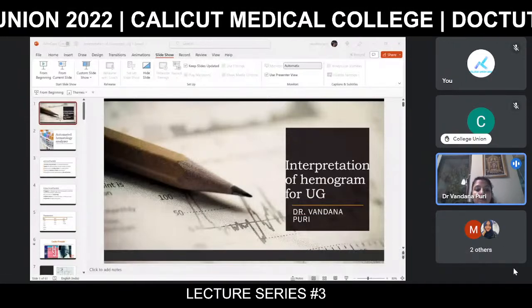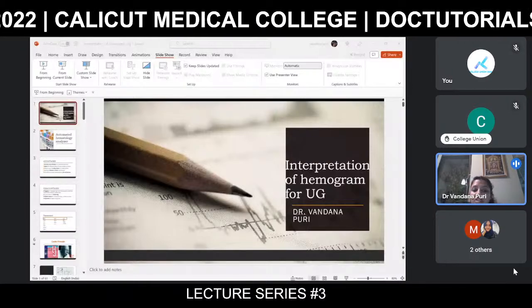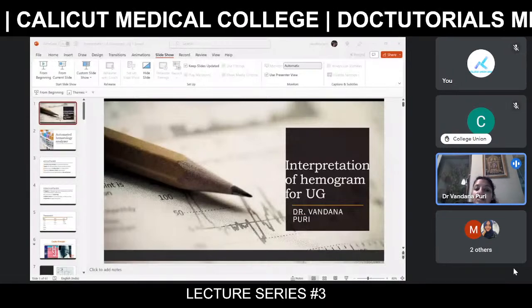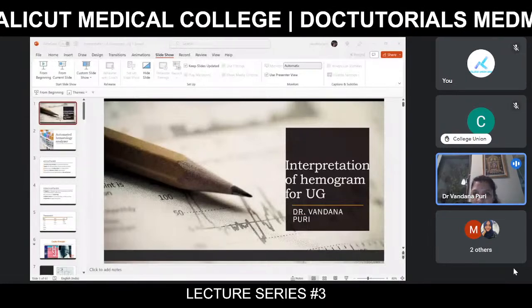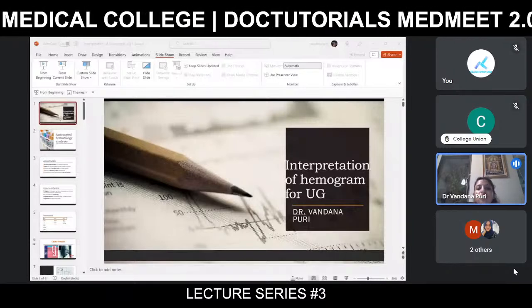So when you aspirate the blood, this blood is immediately mixed with stromatolyzer, and this stromatolyzer lyses all the RBCs. So now, once the RBCs are lysed, what are you left with?